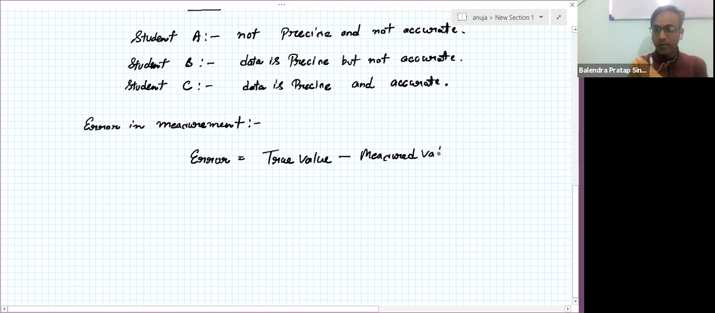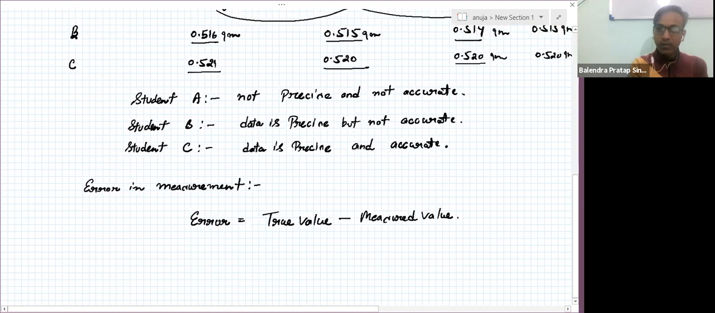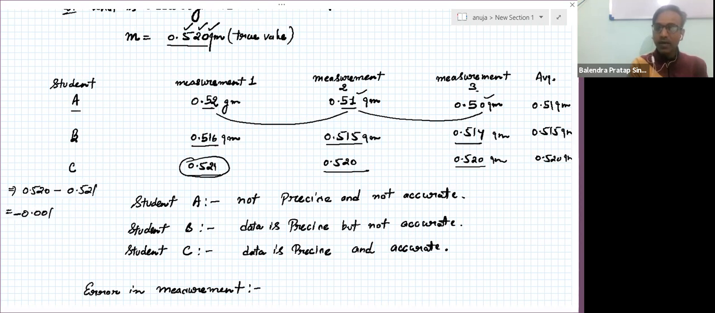Measured value. Okay. So in our last data, the true value is 0.520, and here the measured value is like 0.521. If we talk about the error, so what is the error? So 0.520, which is true value, minus 0.521, measured value. So here the error is 0.001 minus. Error can be negative or positive, but you always take positive value. So this is your error.